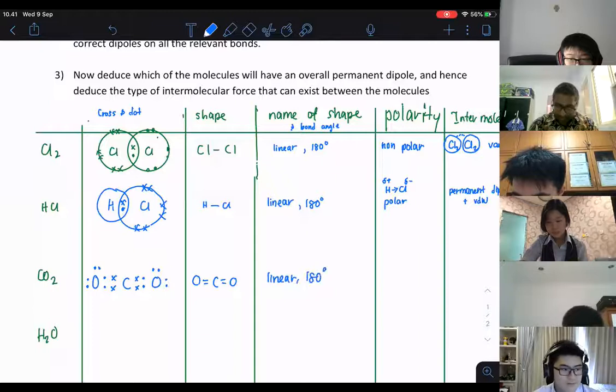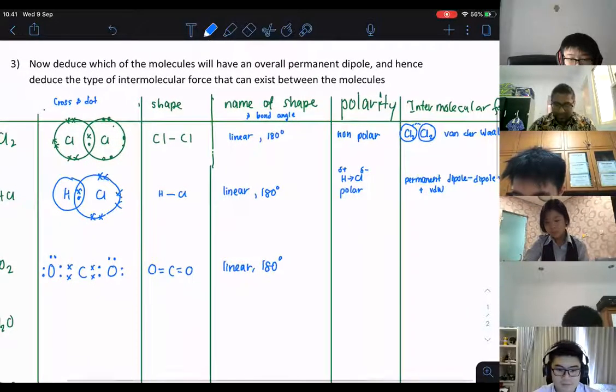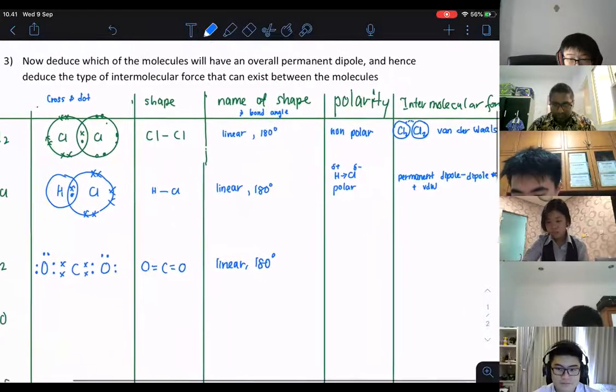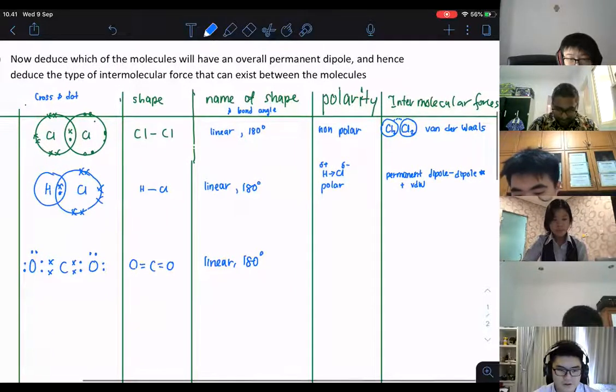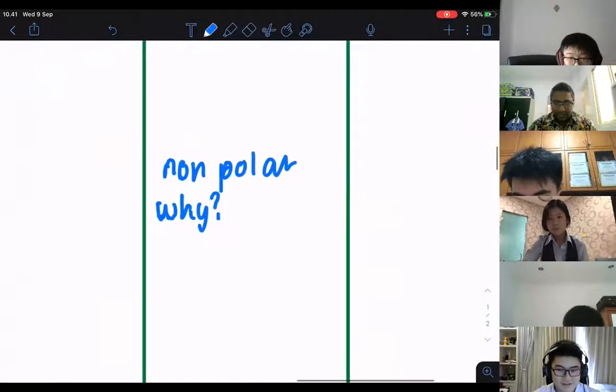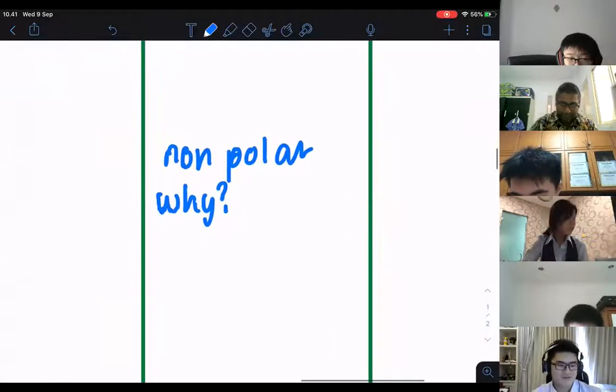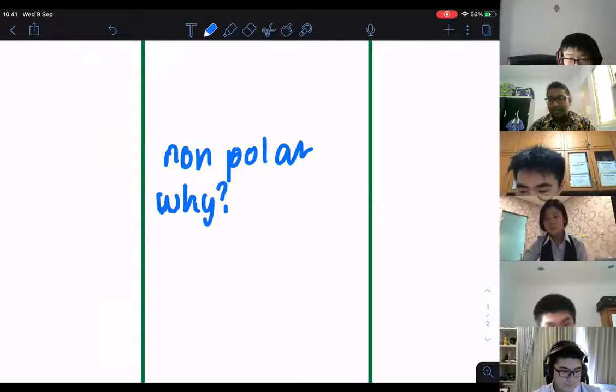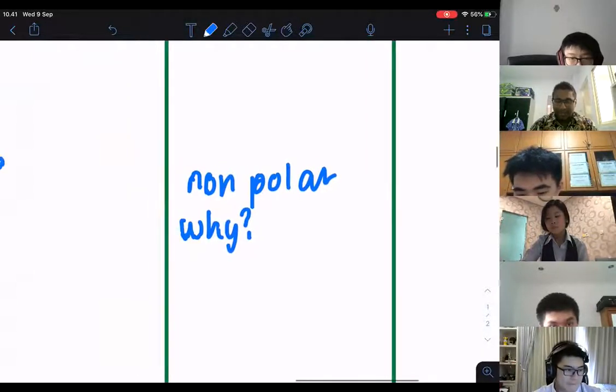And then the polarity, can you tell whether this is polar or non-polar? It's non-polar. Can you tell me why it's non-polar? Because it's cancelling each other out. Yeah, what is cancelling each other out? The bond of OC and CO. That is not the term that you're supposed to use, Josh. So please do remember, this applies for everyone. When you mention it cancels out, you need to mention what is being cancelled out.